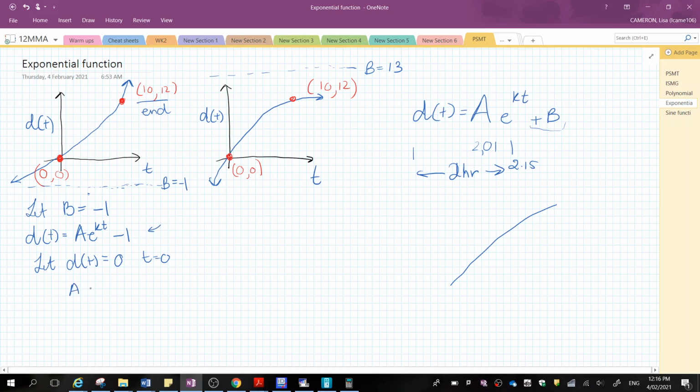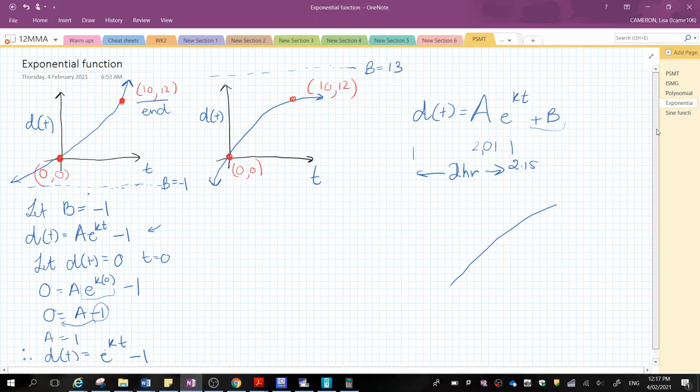So a e^(k·0) - 1 is equal to 0. Now, this section here, anything to the power of 0 is always 1, so I'm just left with a times 1 makes a, -1 is still on the end, and this is still equal to 0. Last thing I need to do here is grab that constant, move it to the other side, and I'm left with a equals 1. So now I can say that my formula for this equation is going to be d(t) is equal to, now I don't have to write the 1. If it was a different number, I would write it, e^(kt) - 1.